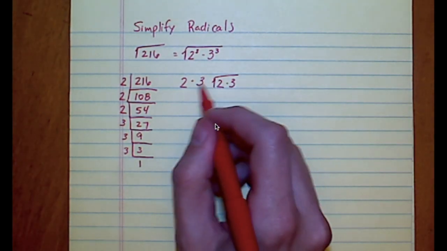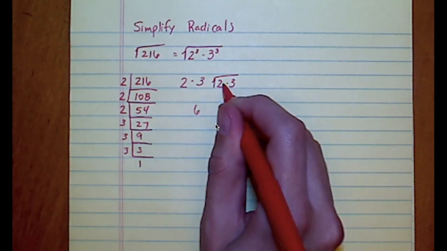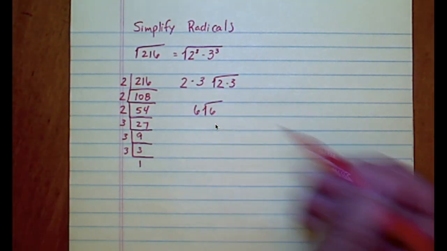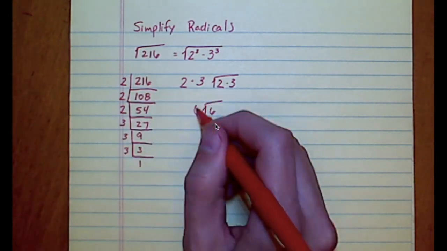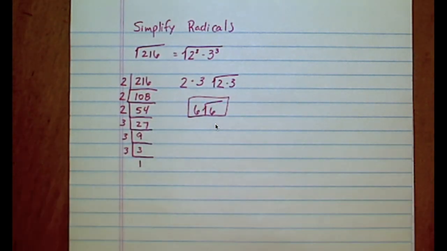And then I simplify. 2 times 3 is 6. 2 times 3 is 6. So the square root of 216 is 6 square roots of 6.